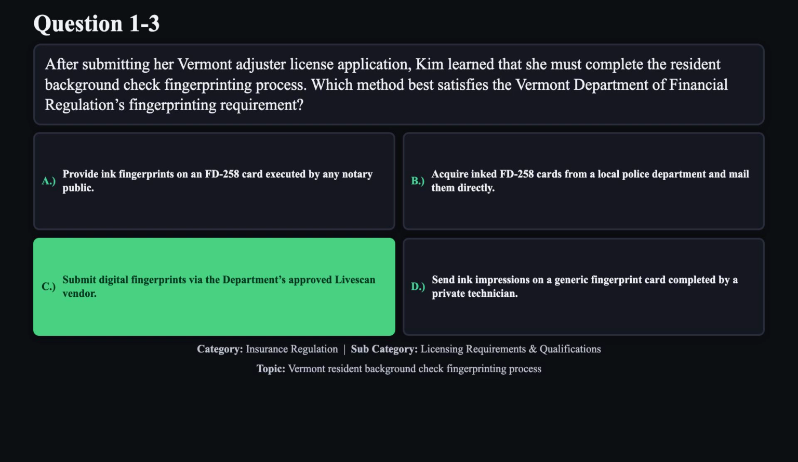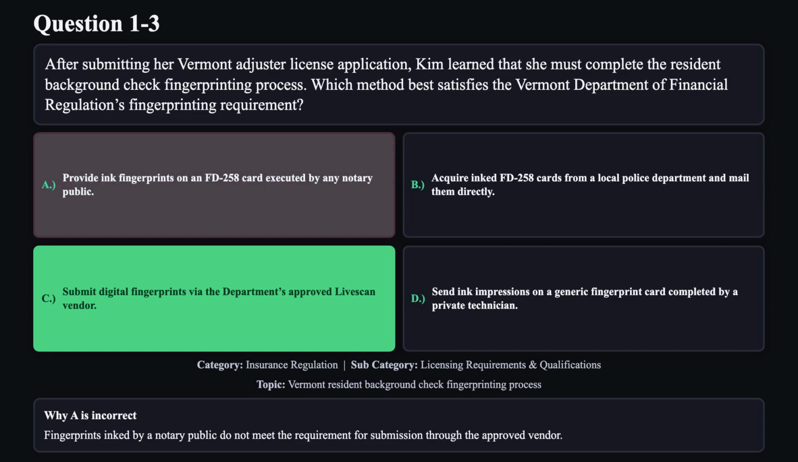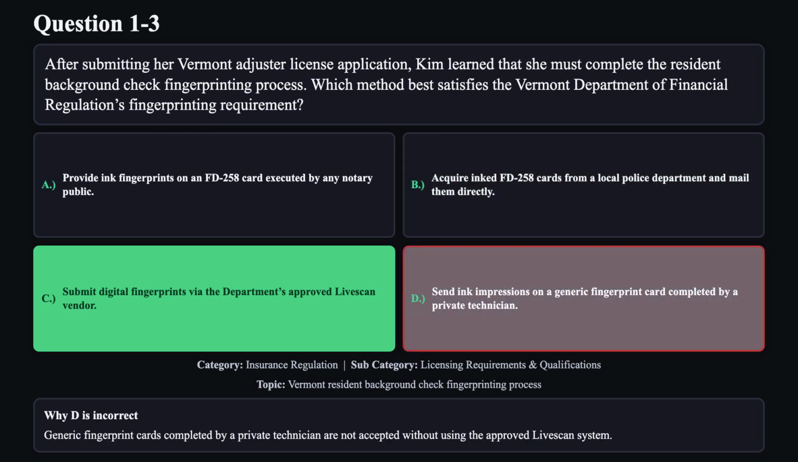The correct answer is C. The Vermont Department requires applicants to submit fingerprints electronically through its approved live scan vendor to ensure accurate processing of the National Criminal History Record Check. Reason A is not correct. Fingerprints inked by a notary public do not meet the requirement for submission through the approved vendor. Reason B is not correct. Mailing cards from a local police department bypasses the department's designated live scan process. Reason D is not correct. Generic fingerprint cards completed by a private technician are not accepted without using the approved live scan system.